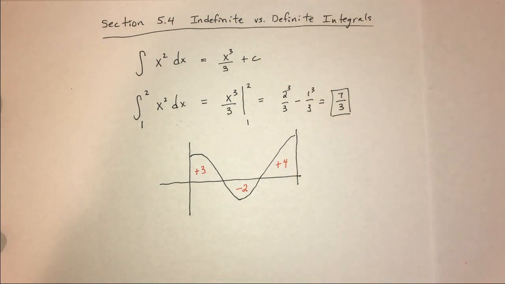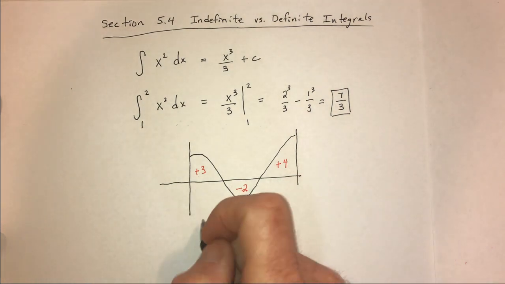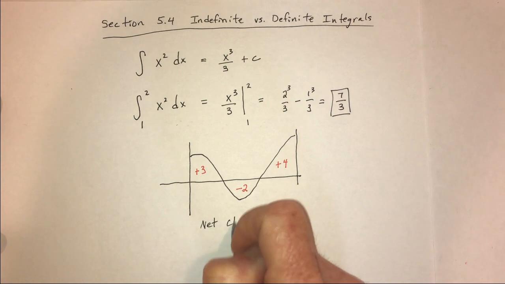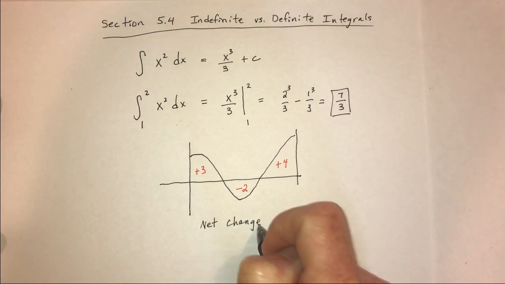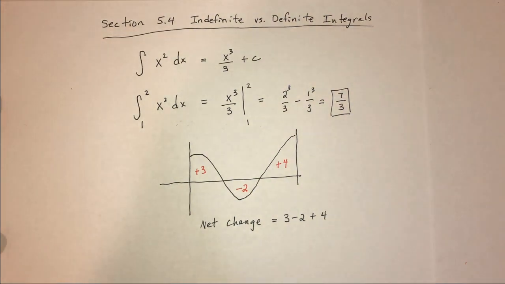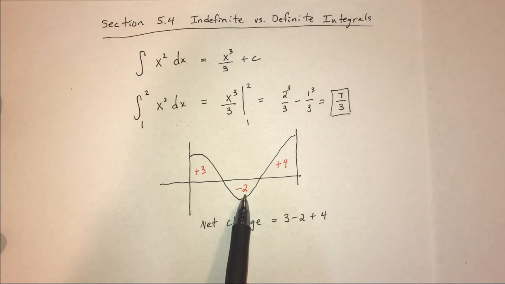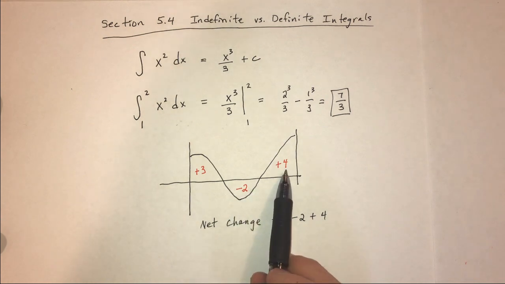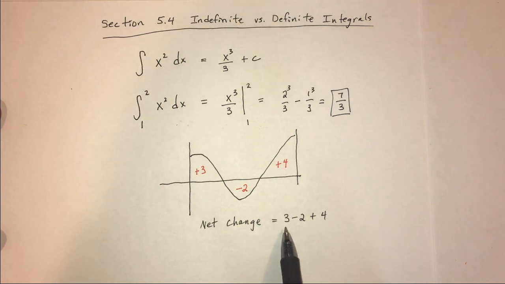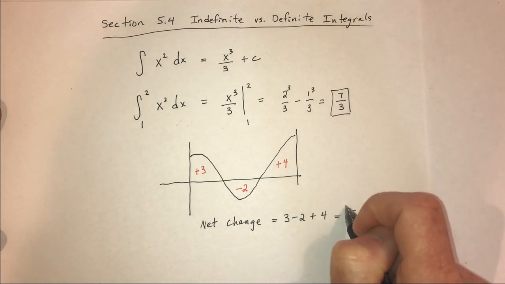Then the net change is going to be a 3 minus a 2 plus a 4. Sort of like with a business, 1 month they can make $3,000, next month lose $2,000, and then the next month they earn $4,000, and in total, how much did they make? So let's see, that would be 7 minus 2, so that's a positive 5.